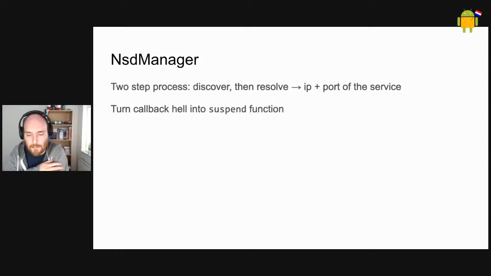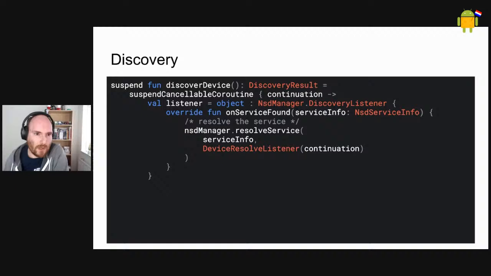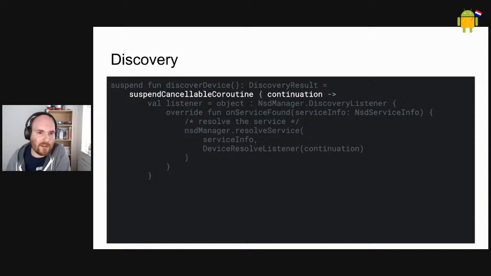So how do I do that? The suspend function just returns a discovery result in my case, and that's either success or failure. Failure can only happen when the whole discovery can't be started, which can happen in some cases because that might be throttled by the OS. And then we use the suspendCancellableCoroutine builder that Stefan also showed a little bit, where you get this continuation, and the continuation is basically your token to set the result on it.